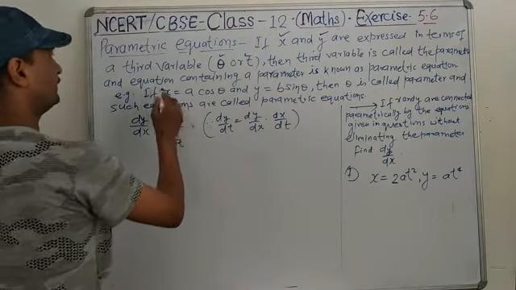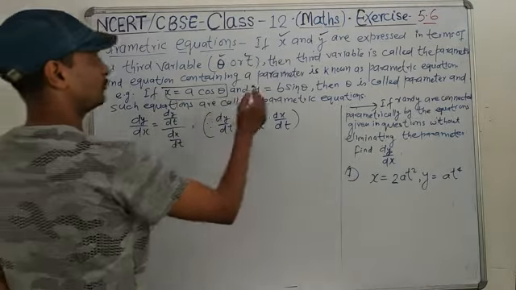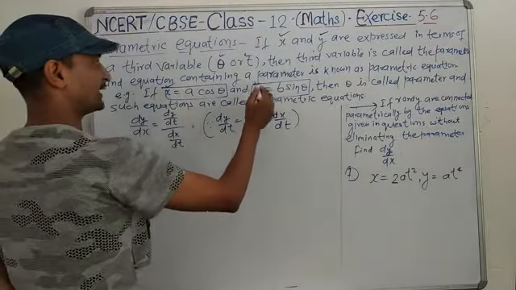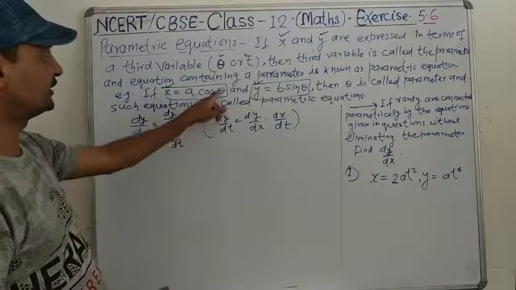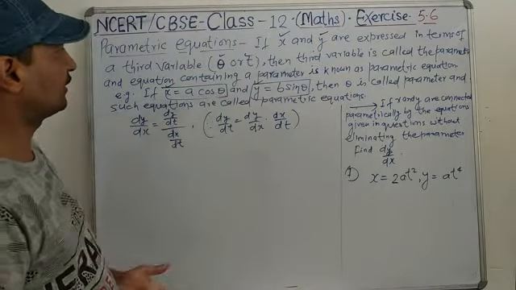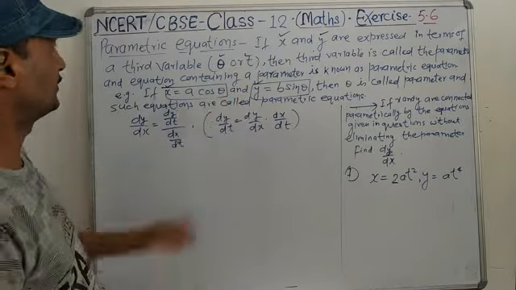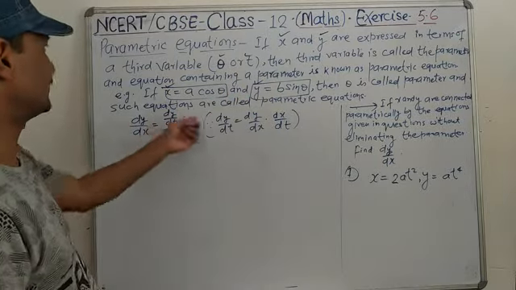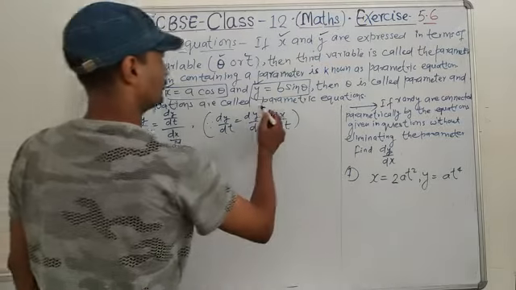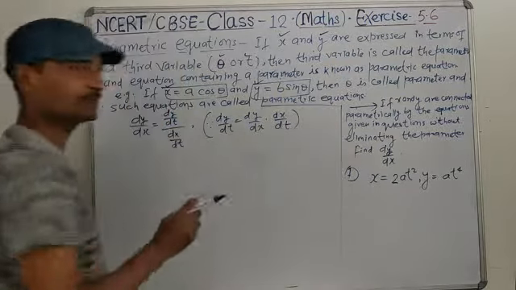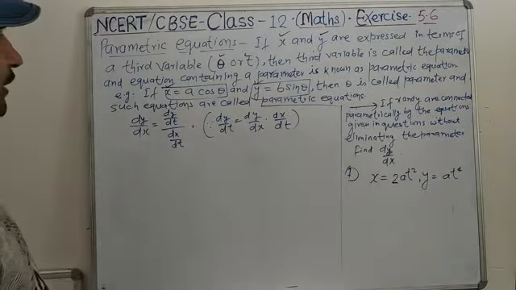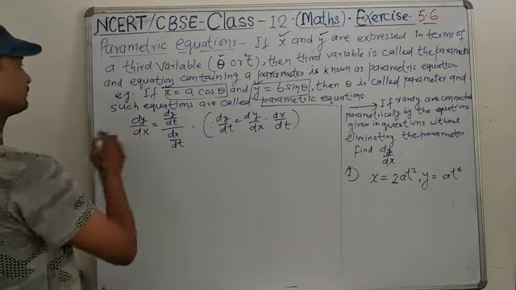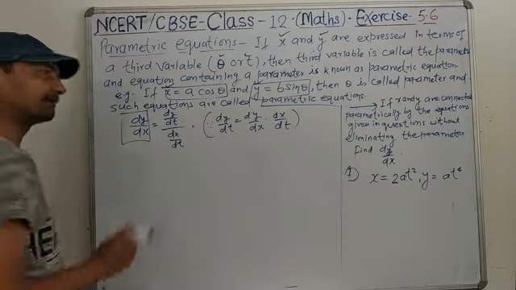For example, x is equal to a cos theta, y is equal to b sin theta. Here x is one variable, y is the second variable, and this theta is the other variable, that means the third variable. So this theta is known as the parameter. Such equations are called parametric equations. So these two equations are known as parametric equations. And how to solve this? In these parametric equations, we will find dy by dx.